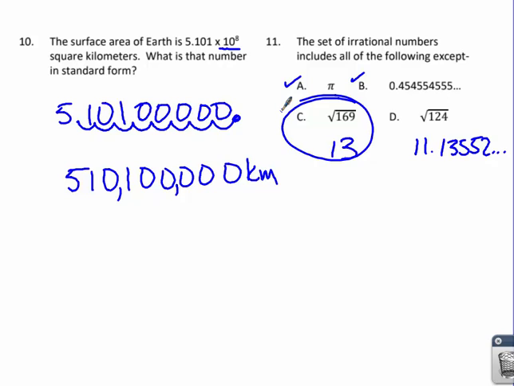So that's how you work each of the questions on this test review. If you can do all of these questions, then you should be able to do all of the questions on the test.